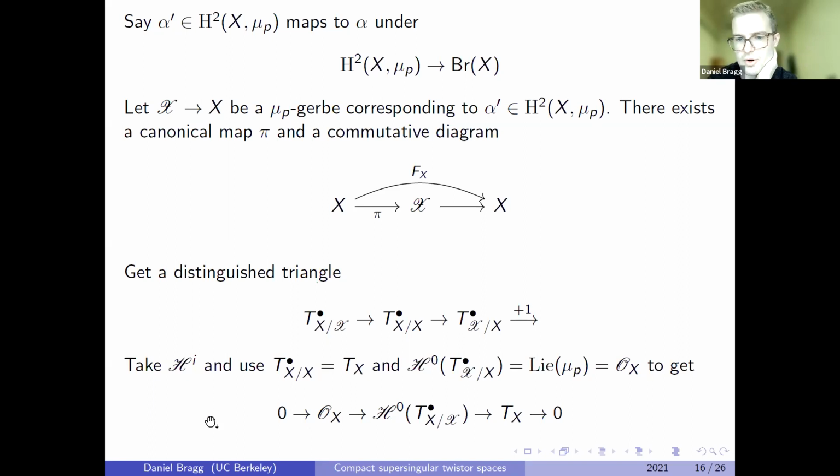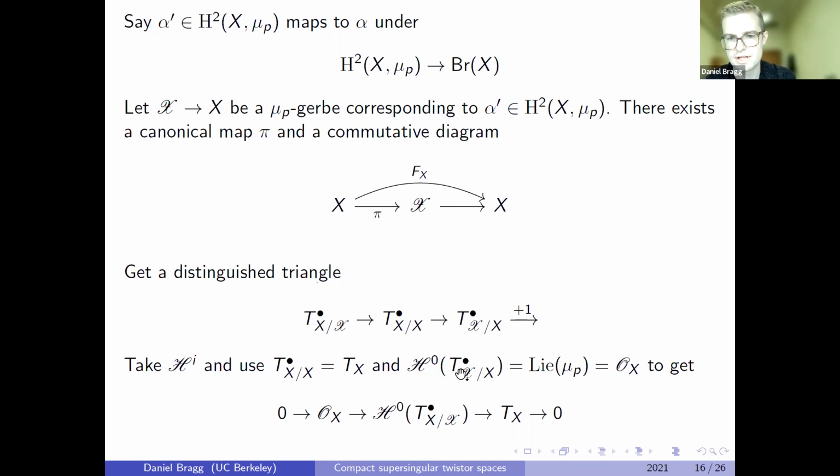I want to point out a few things here. One is that the fact that you get an extension like this is really special to this situation. For instance, you could replace mu p by just some random group scheme G, like Z mod N or Gm, and you still get some gerbes. I guess there wouldn't be this map Fx and pi in general, but you can still look at various distinguished triangles and tangent complexes arising. But you're never going to get an extension like this.